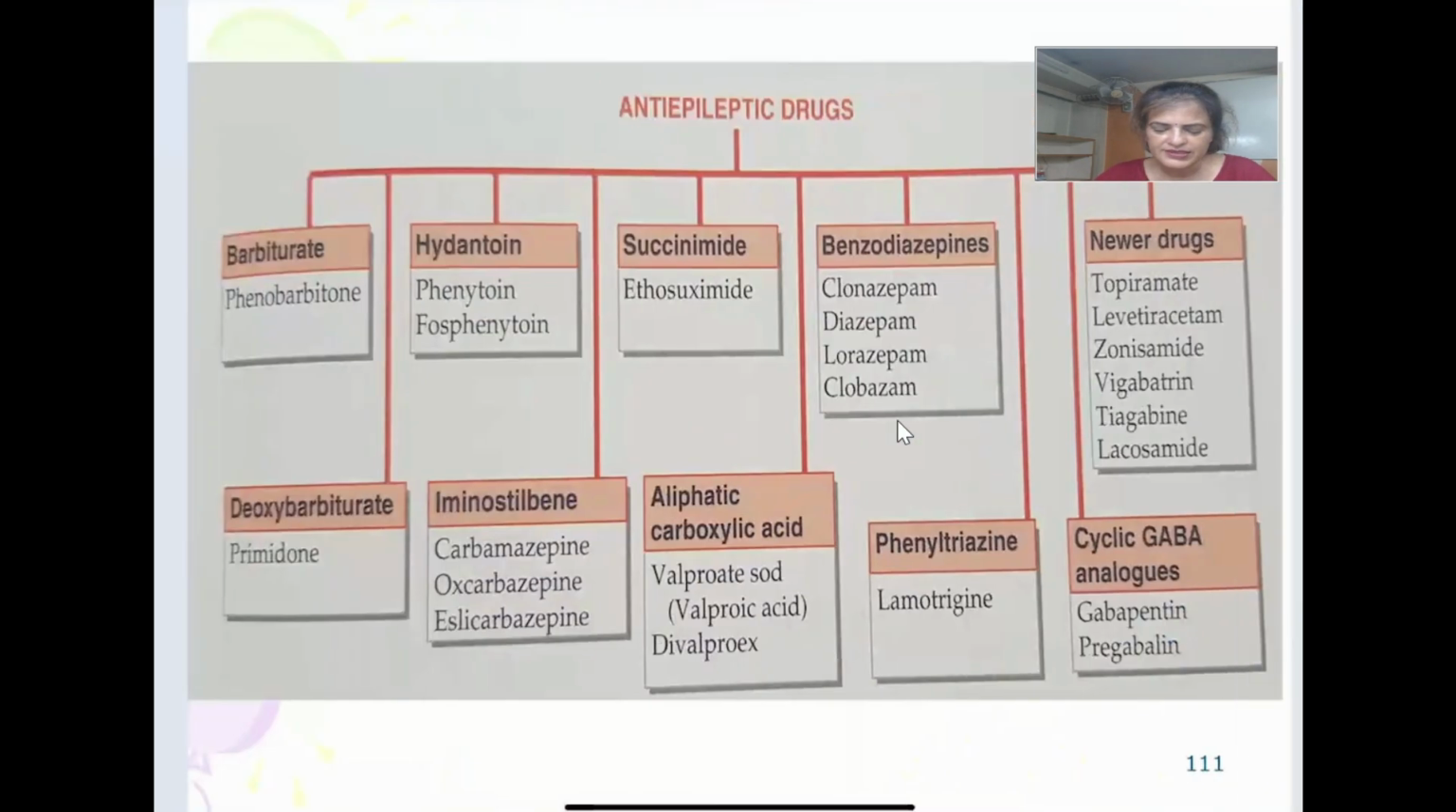The another way of the classification, which most probably most of the students love to write for anti-epileptic drugs, is their chemical classification. This again I have taken from the Tripathi. This is a chemical classification of the anti-epileptic drugs. So most of the drugs I have covered. So whatever classification you find, you can write it in your exam.